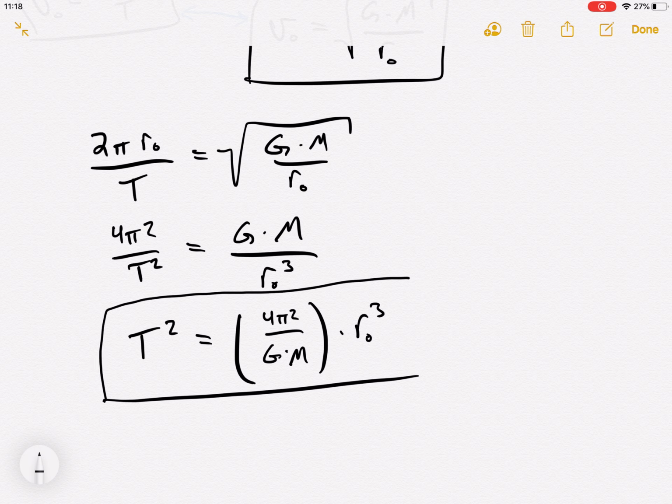This is a relationship that Johannes Kepler, a German astronomer, recognized. He didn't derive it, but he recognized it from loads and loads of data that Tycho Brahe took. Tycho was a Danish astronomer and scientist who took lots and lots of detailed measurements of objects in the sky. And again, Johannes Kepler analyzed a bunch of that data and got this. This is Kepler's third law.